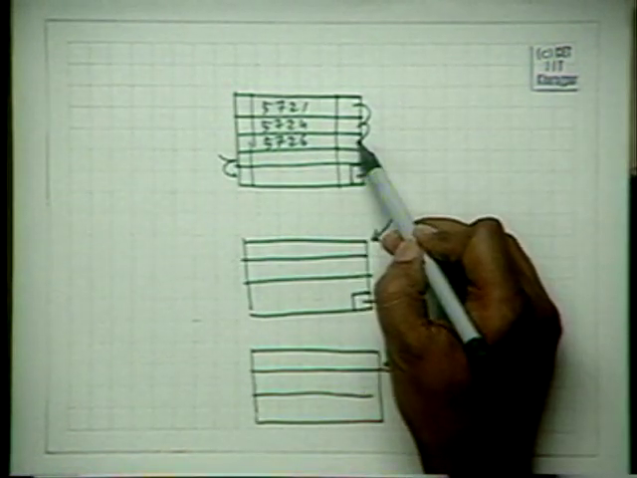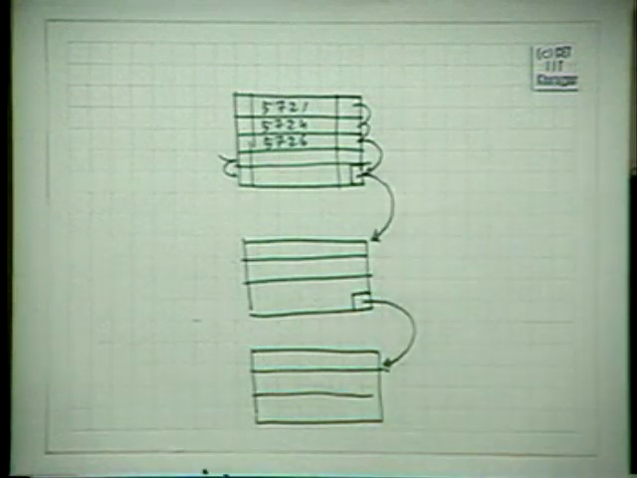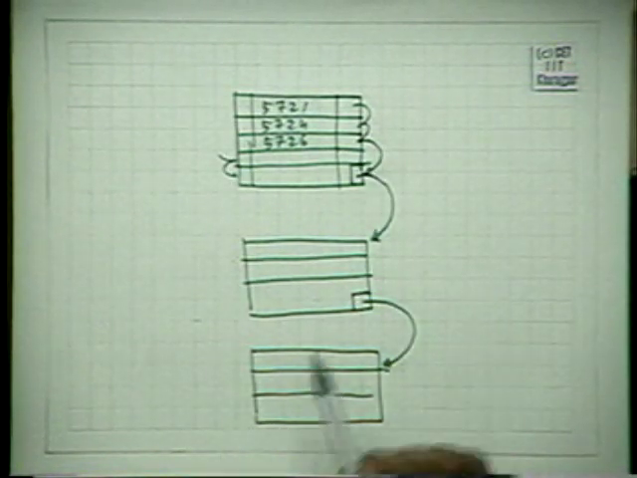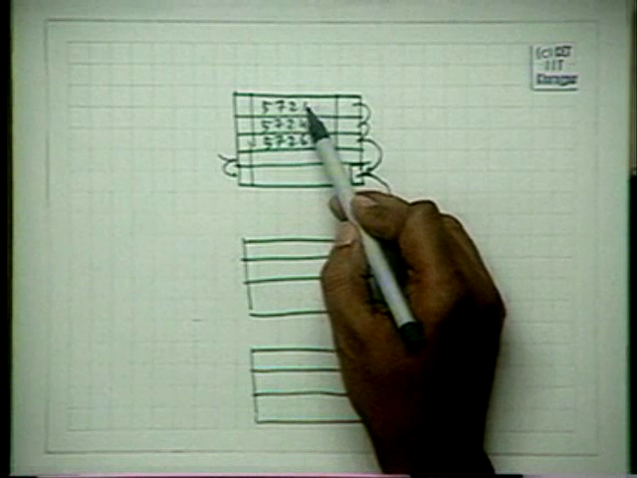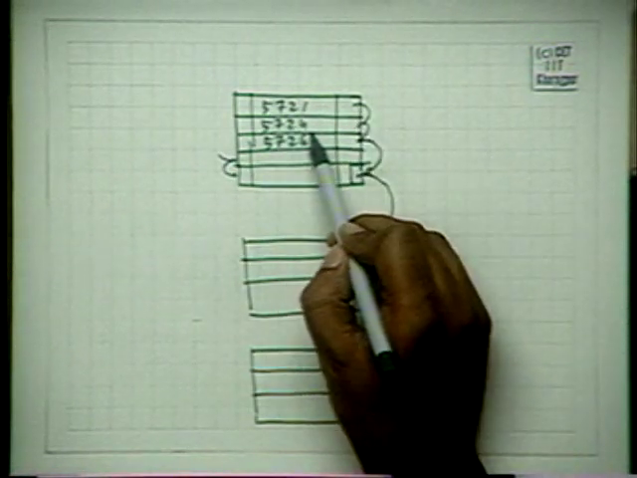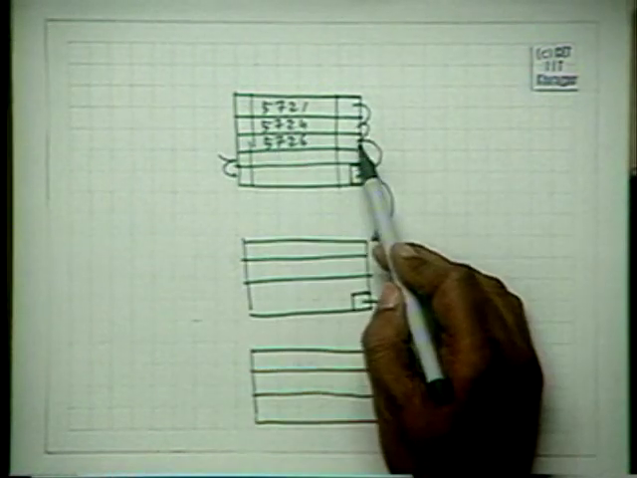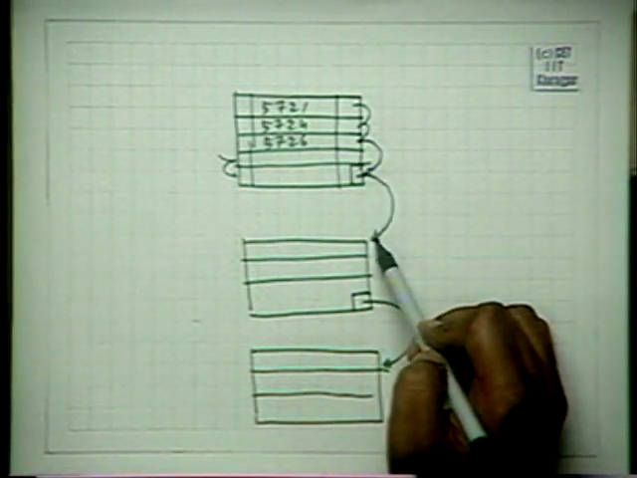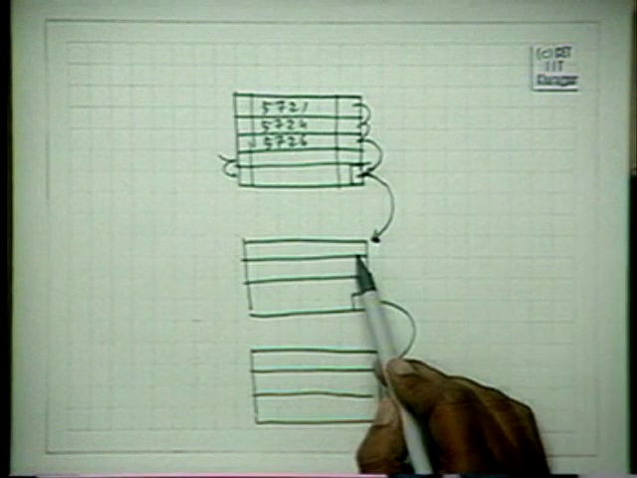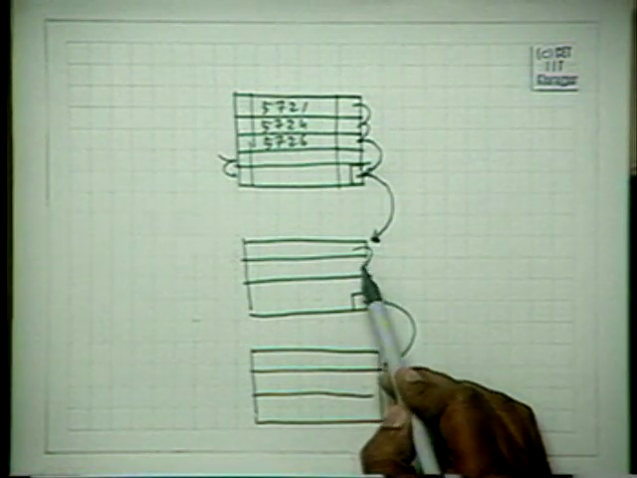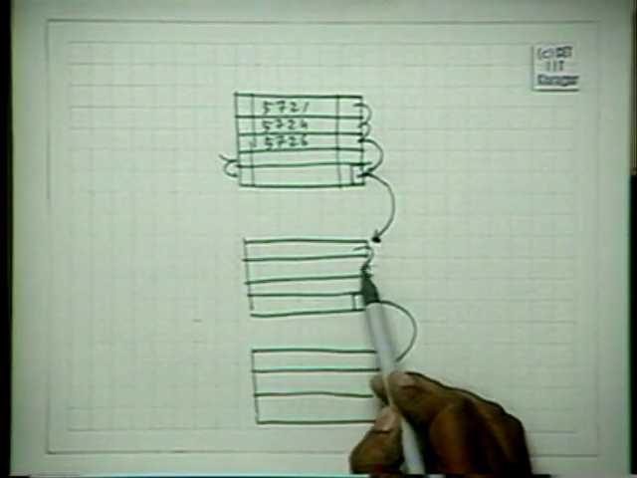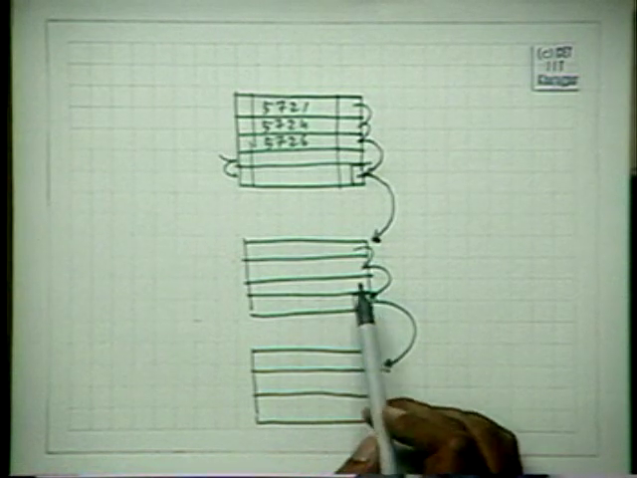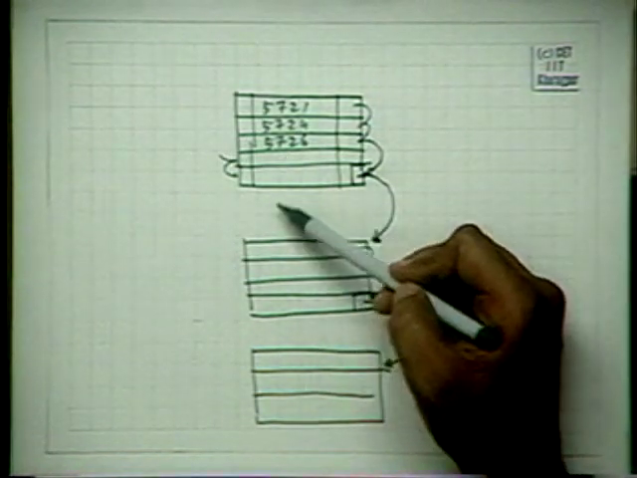So, this one will go to the end of the block. 5721 will point to 5724, that will point to 5726, and this will point to end of block, and this will point to next block. Similarly, here you will have next block, and suppose this is free, this will point to end of block. So, you have left some free space.